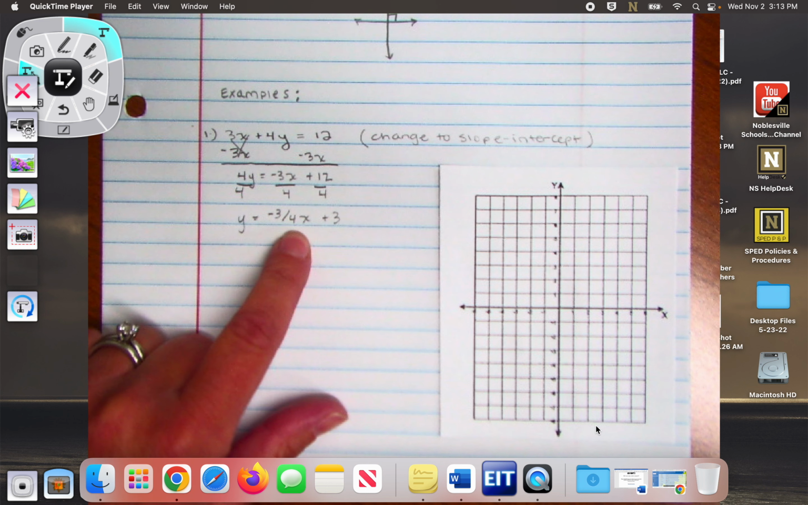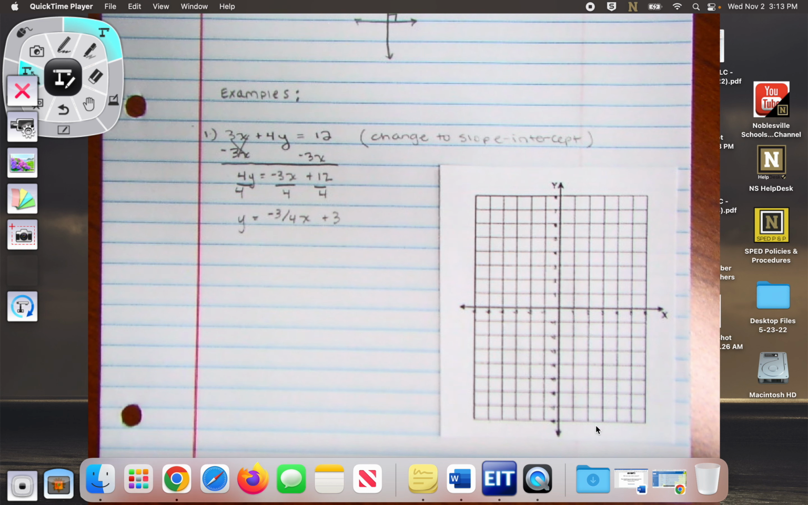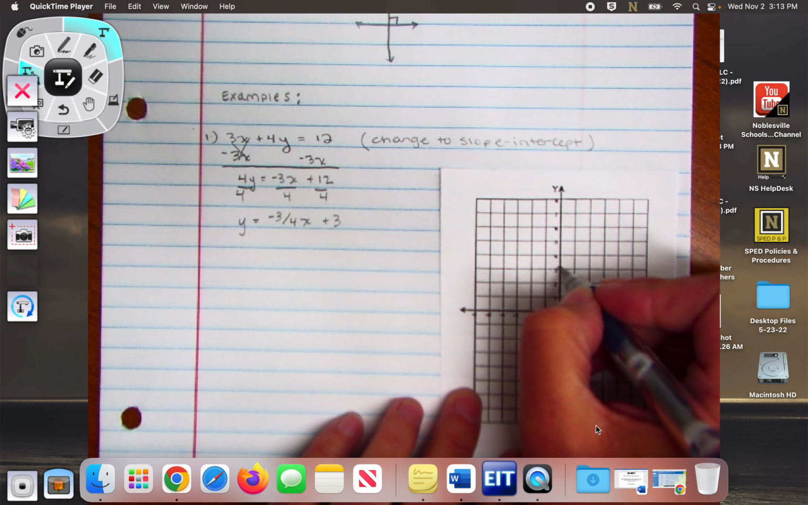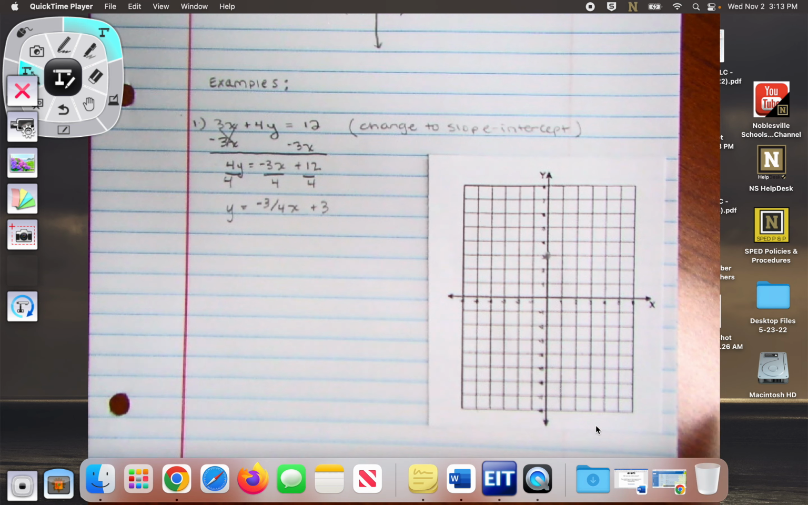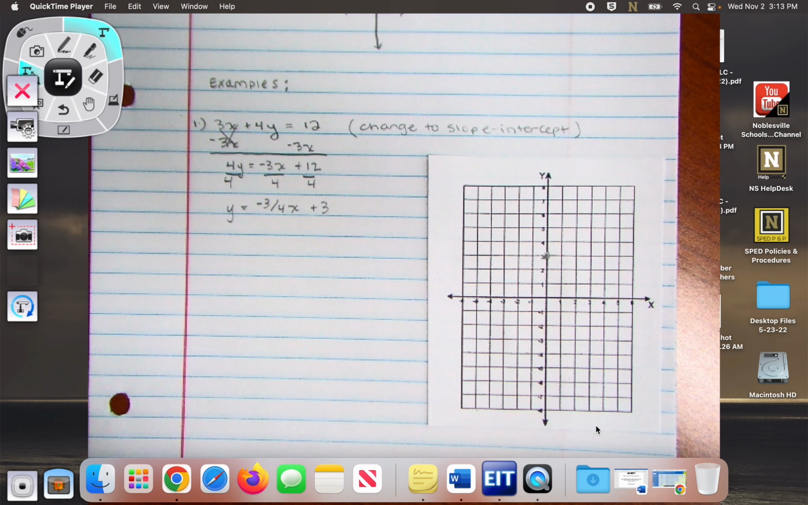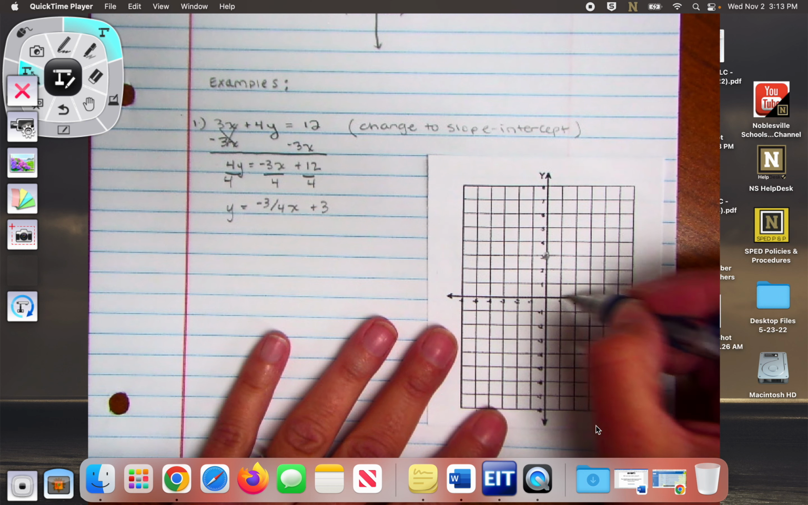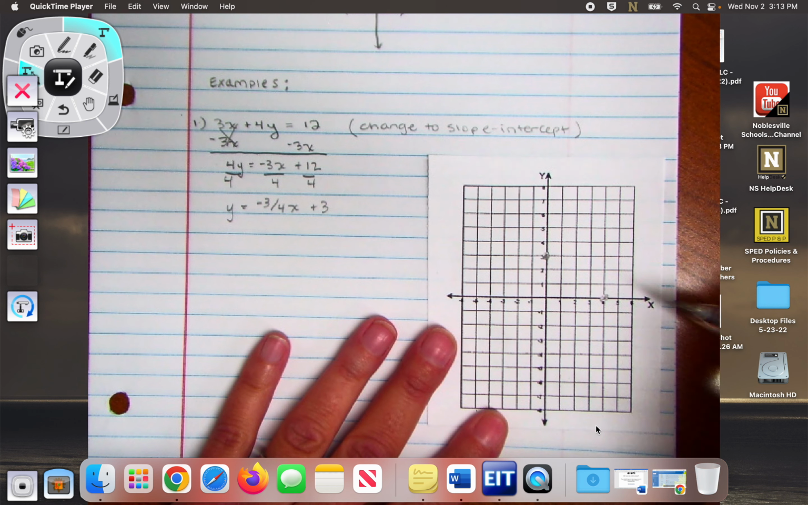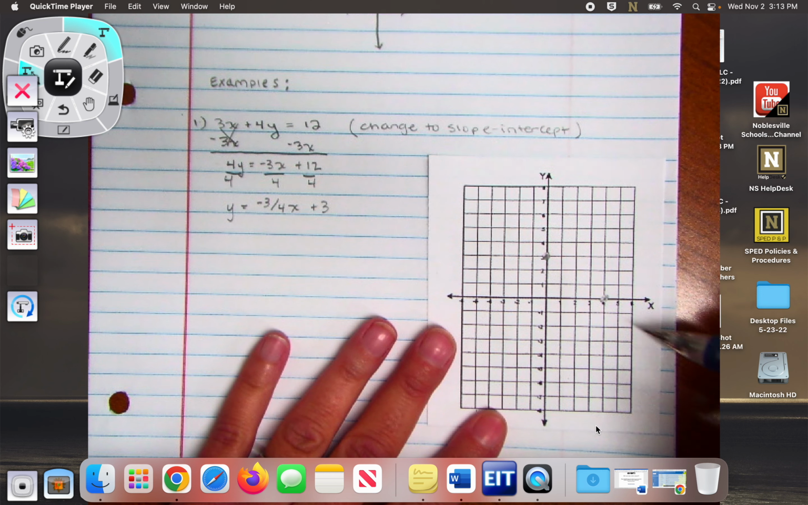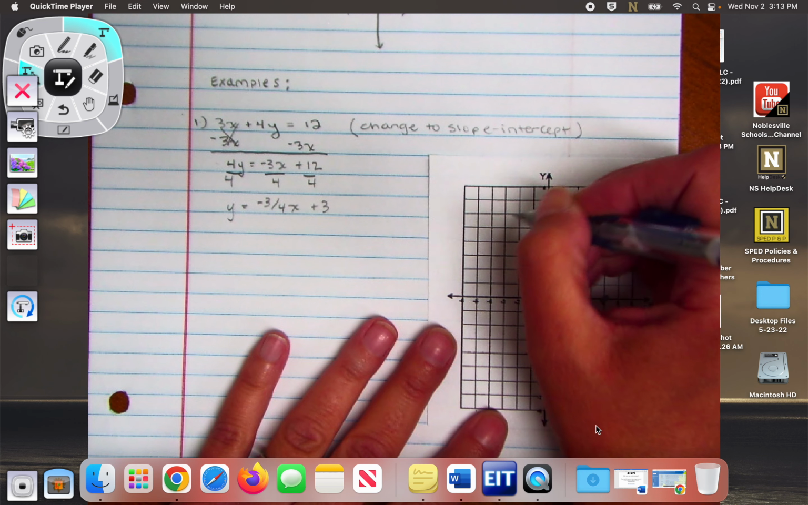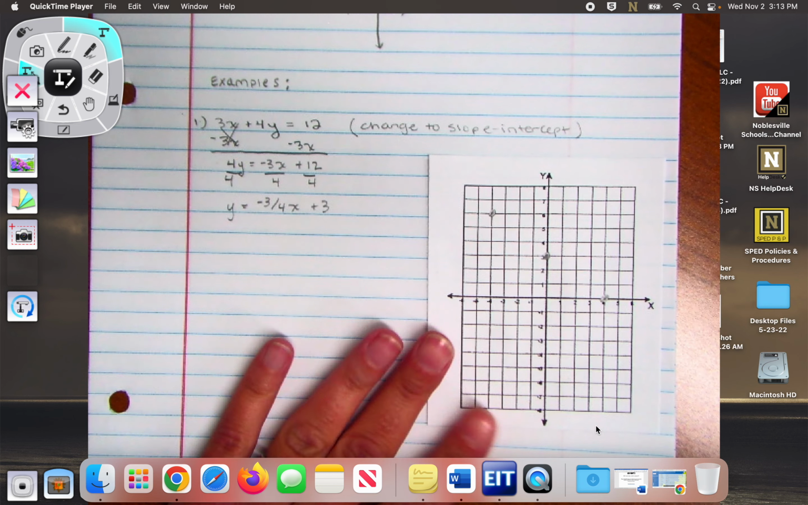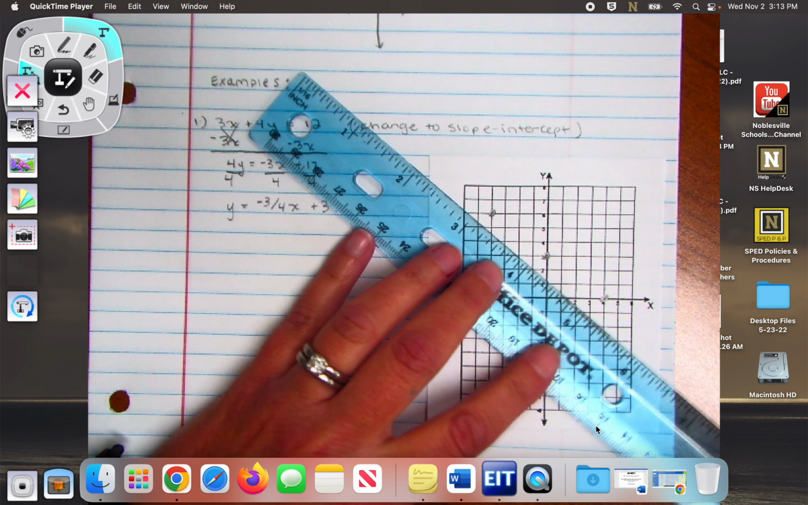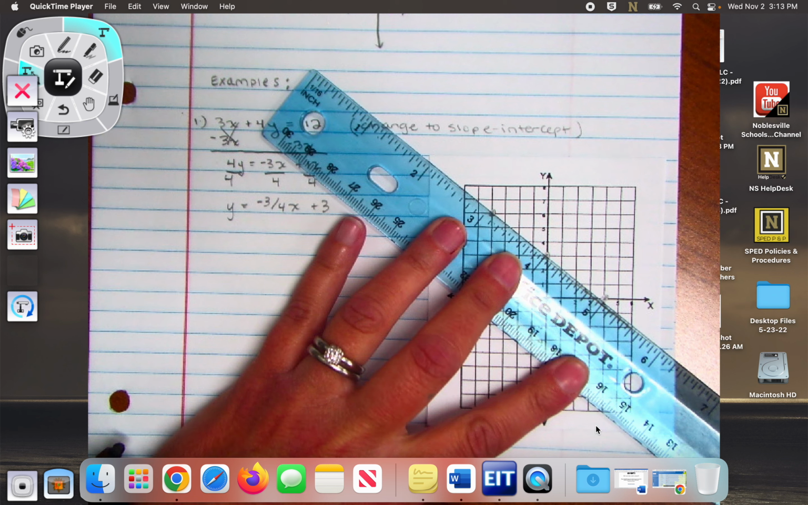And then you would take that equation and graph it by plotting the y-intercept and using the slope to plot a few more points. I think only 3 will fit on this graph, so I would start at 0, 3. And then I would go down 3, forward 4. And because I can't continue over here, I would go up 3 and back 4. And that would be the line for my first equation.